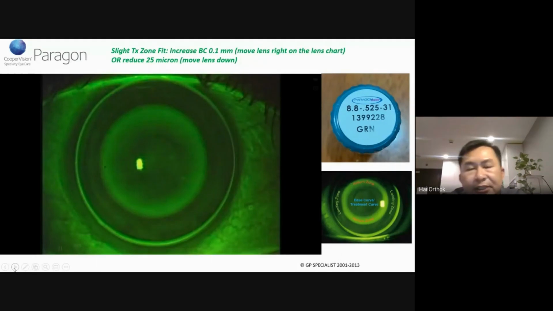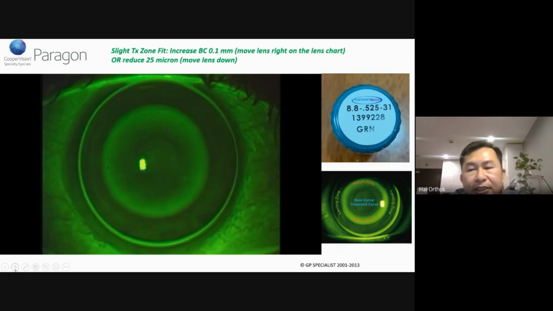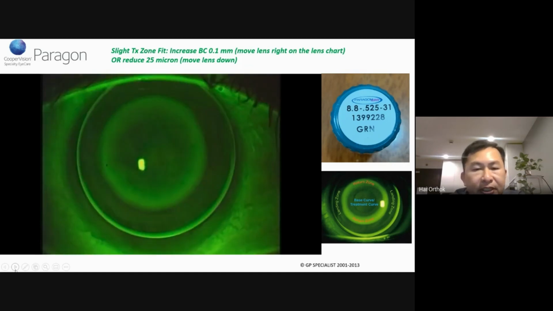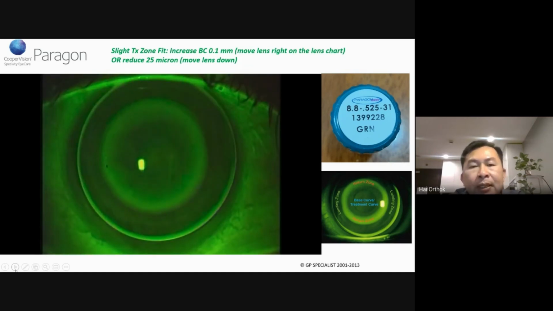The next section, we will show you how to troubleshoot Paragon CRT. It's very much similar or exactly like the IC lens, but it's different just because we choose a different way of changing the units on the lens. For example, this one is called slightly vaulting, the lens is well centered, it's just slightly vaulting on the cornea. So if we see this on the IC lens, what do we do? We move the lens to the right.